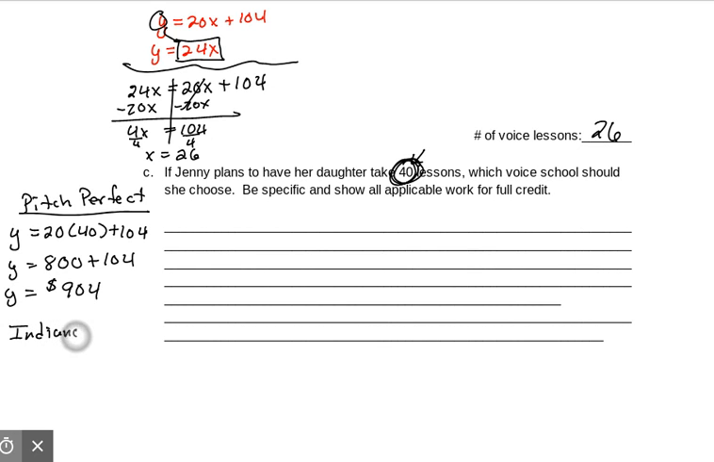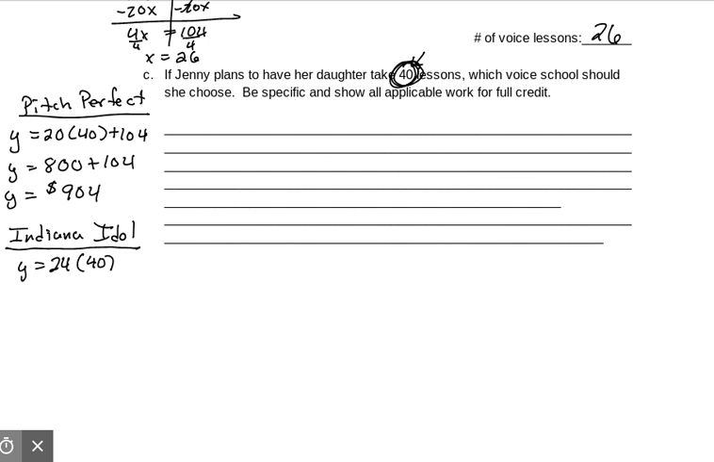The other one is Indiana Idol. So I use that equation, y equals 24x, so it's 24 times 40. I'm just going to substitute that in. So 24 times 40, and that's going to be $960. Well, by doing that, I have plenty of mathematical evidence to make my decision. If I'm going to be doing these voice lessons, I'm going to choose Pitch Perfect.